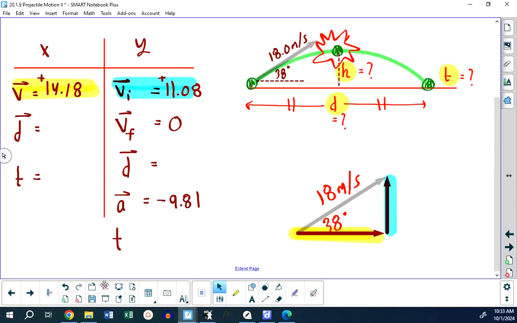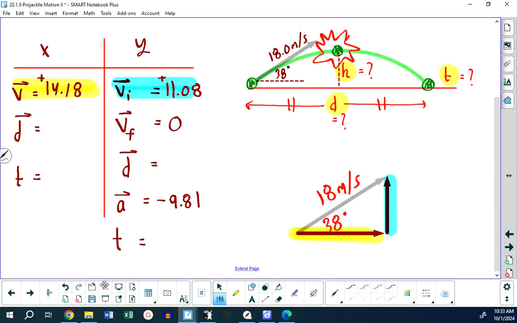At this point in time, on the vertical side of things, the initial velocity, we're using VF equals 0, don't forget, because that's going to take us to that middle point, which corresponds to the maximum height. So if you use VI equals that vertical component of 11.08, VF equals 0, and the acceleration due to gravity is negative 9.81 meters per second squared, then you can find either T or D at this point in time.